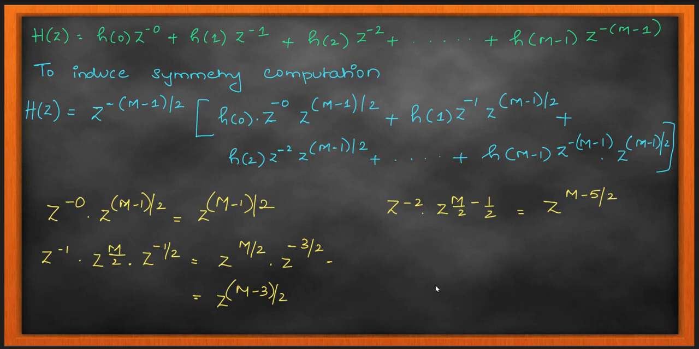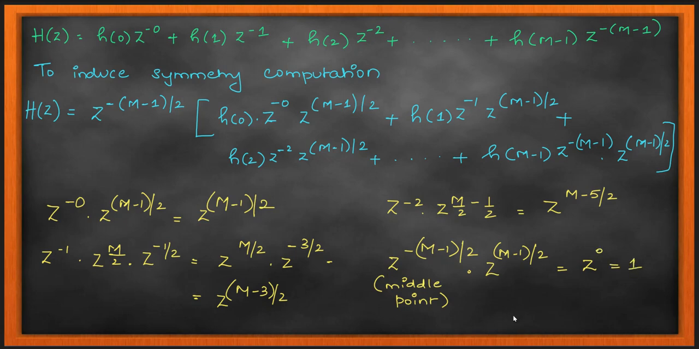So if you take that equation, z to the power of minus (M minus 1) by 2, then I induce symmetry in all the terms, because every term you see on the inside has z to the power of plus (M minus 1) by 2. Good. So now that is your symmetry computation. Now I'm just showing you some calculations here.